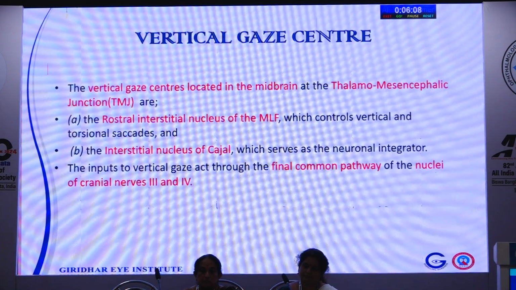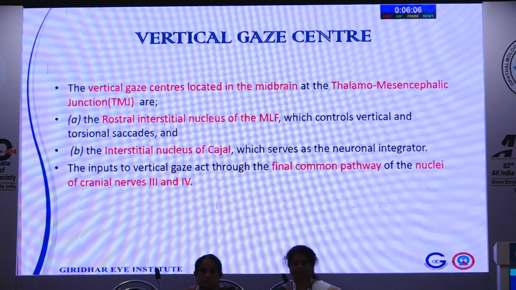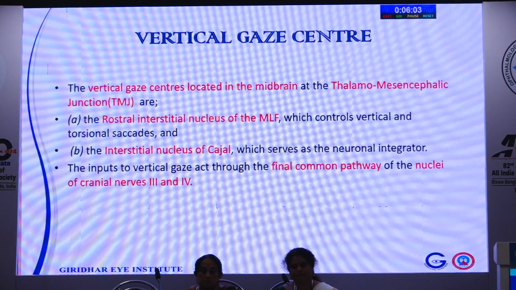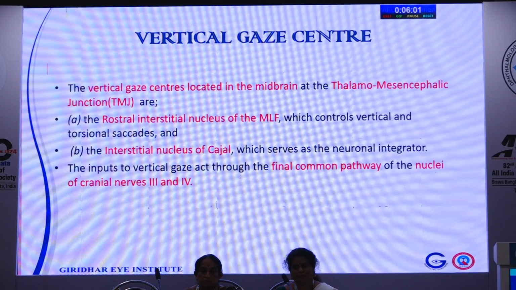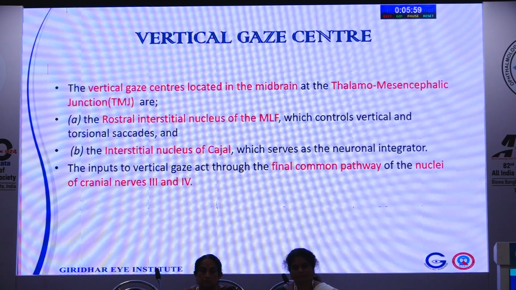Now coming to the vertical gaze center. The vertical gaze center is different. It's in the midbrain at the thalamo-mesencephalic junction. You have 2 important nuclei. If it's difficult, forget about it. The rostral interstitial nucleus of the MLF and the interstitial nucleus of Cajal.